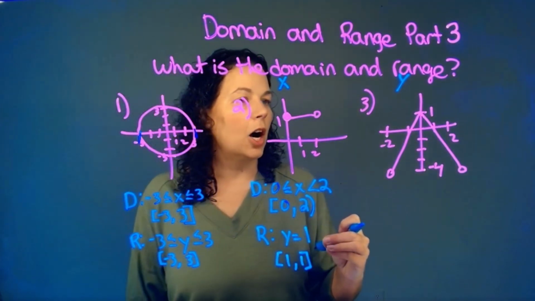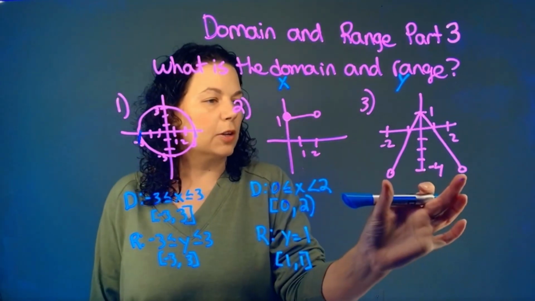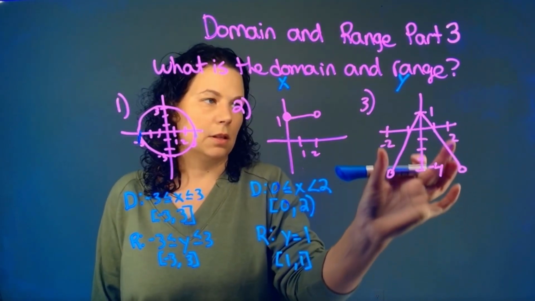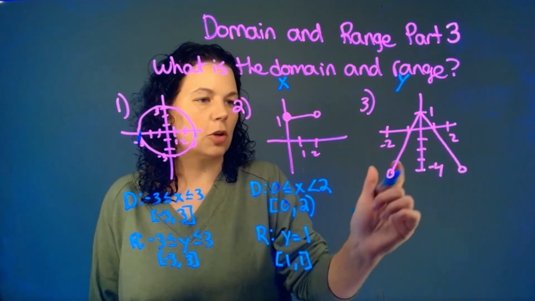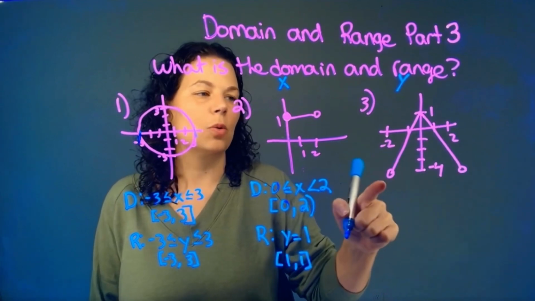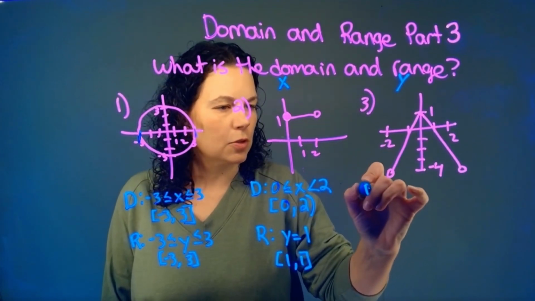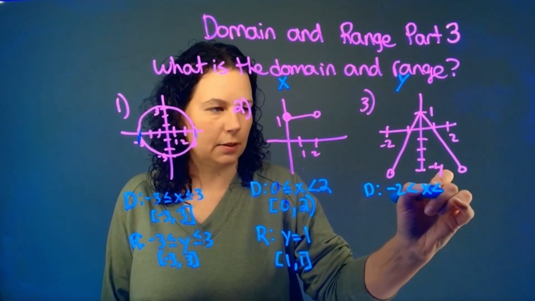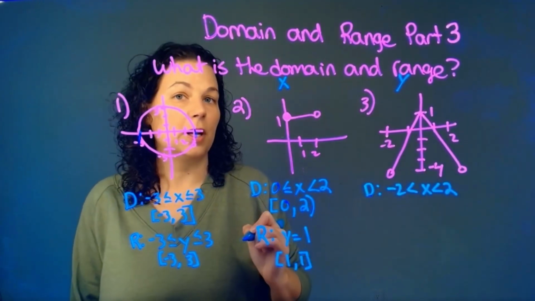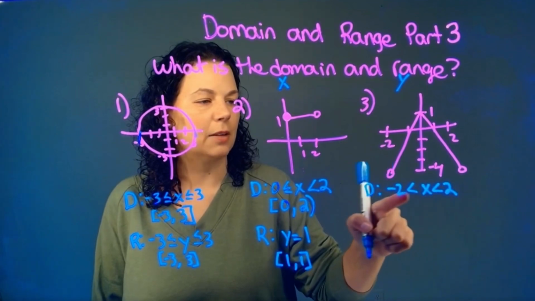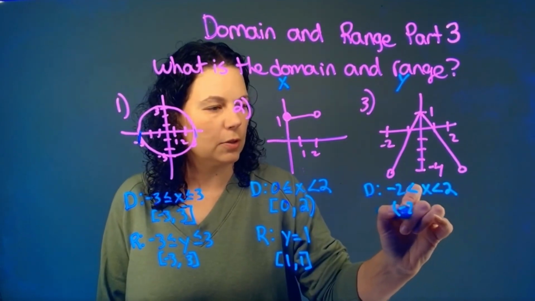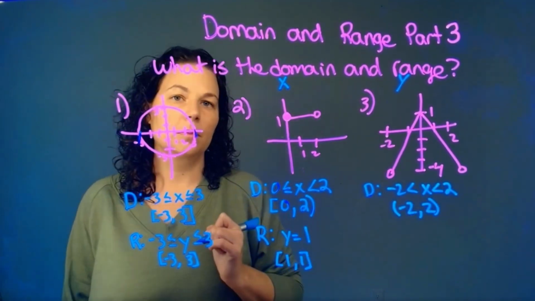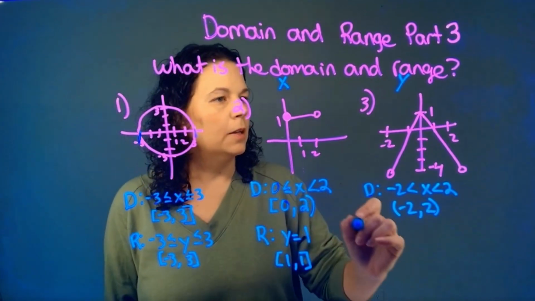For 3, our domain, here's the ending points. They go between -2 and 2, but I'm not using the -2 or the 2. See those open circles? So for the domain, we would do -2, no equal sign, and then the 2 doesn't get an equal sign either. So x is between -2 and 2. If we're doing interval notation, it would look like that. Parentheses, because we're not using them.